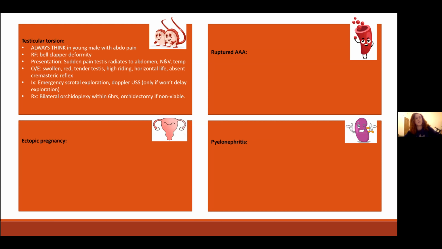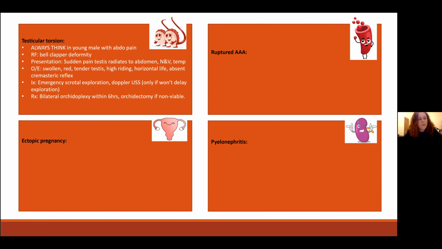Okay, so next is ectopic pregnancy. Does anyone know how this might present? Bleeding, PV bleeding, abdominal pain, amenorrhea, generalized abdo pain mimicking appendicitis, right iliac fossa pain or unilateral pain, shoulder tip pain, really good, hypotension. Yeah, so I think you've got the main ones there.